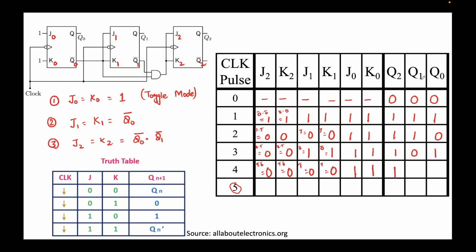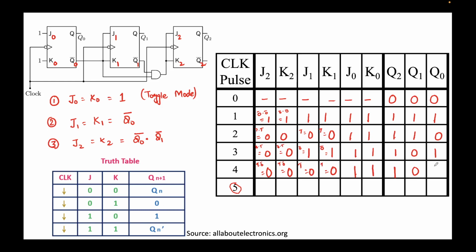Let's find out Q1. To find Q1, you look at the inputs J1 and K1. J1, K1 both are 0. This means in this row, the output will not change. So Q1 will remain the same as the previous state, this means 0 will remain 0. J0, K0 is 1, 1, this means the last row, toggle mode. So the new output will be the inverse of the previous state.